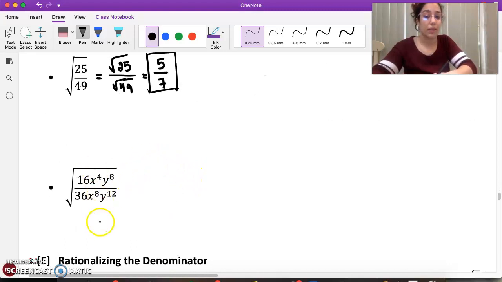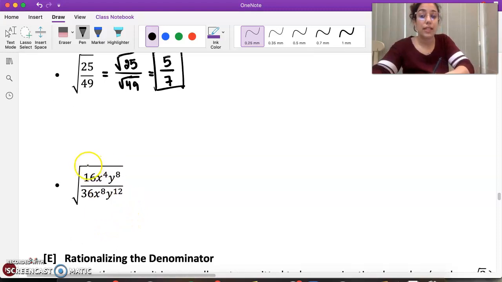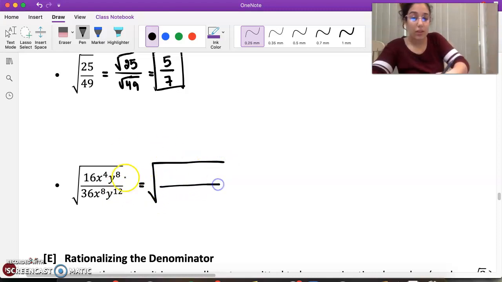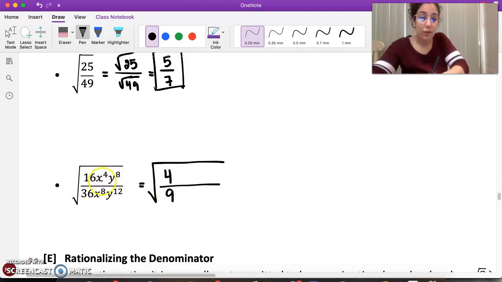Another example. What about this? Well, let's simplify the fraction first. So you have 16 over 36. What's the common factor? Common factor is 4. So this becomes a 4 over 9. If we simplify this, there's no more x's on top. The x's stay on the bottom. X to the 4th. This goes away. The same thing. Y to the 4th is on the bottom. So there's only a 4 on the top left.